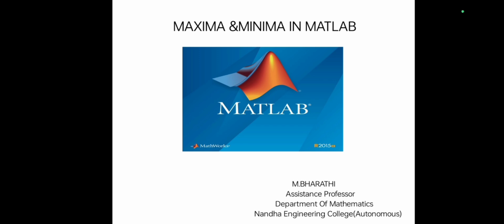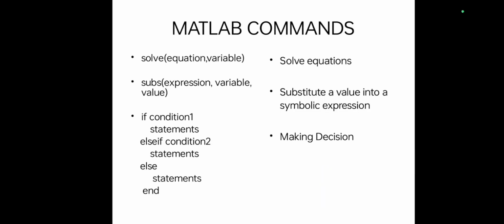Today in this video I'm going to explain how to find the maximum and minimum value of a given function in single variable using MATLAB. So to find out the maximum or minimum value of the given function in single variable, first we need to find out the critical point. To find the critical point we need the first order derivative.